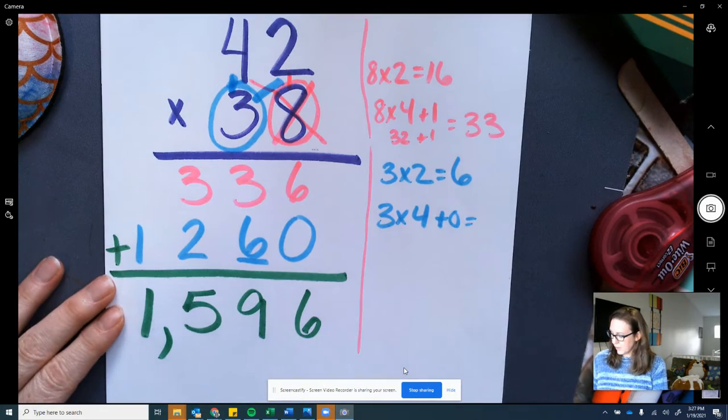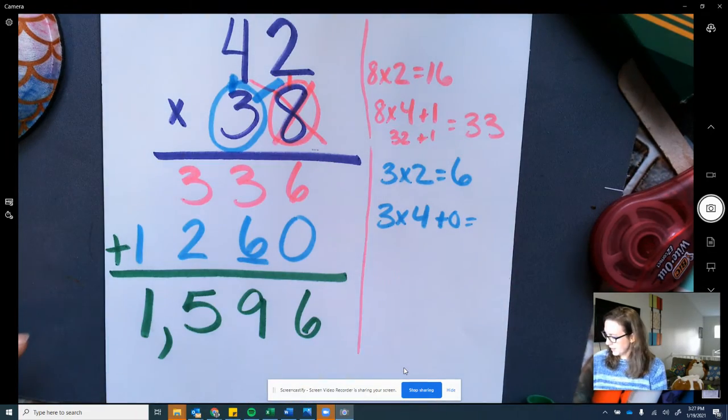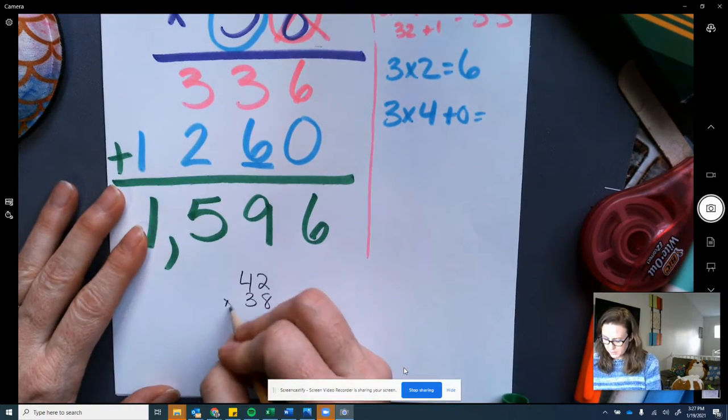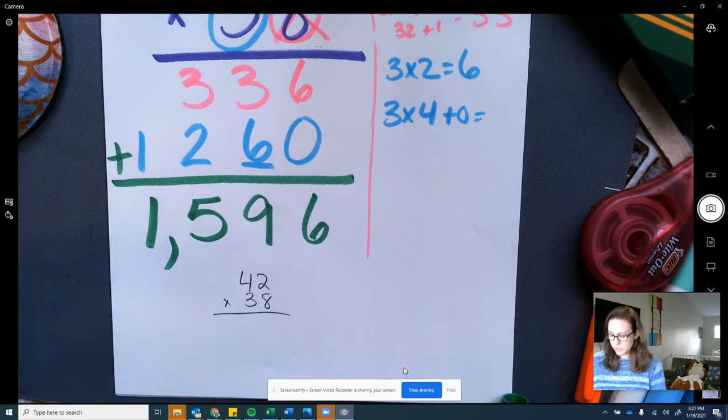Okay, so if I were to do this without all of the things over here, it would just look like this. And actually, I wouldn't even have all that. It would be faster by just doing 42 times 38. So this is how efficient this becomes when you get used to it.